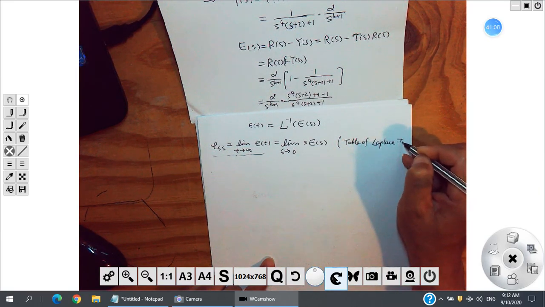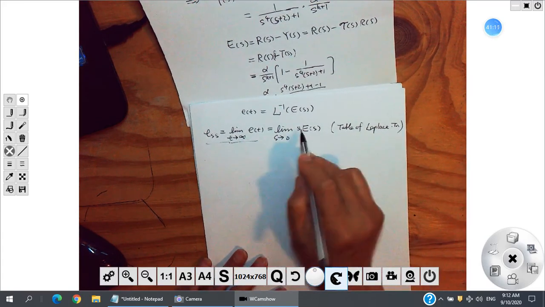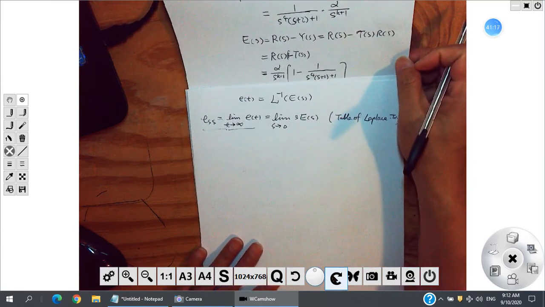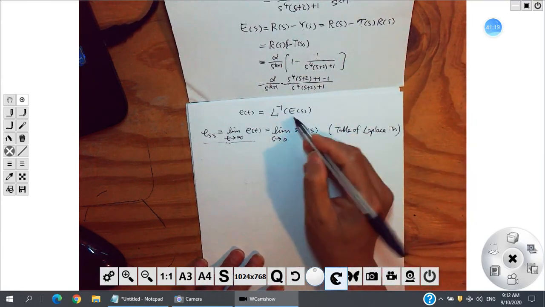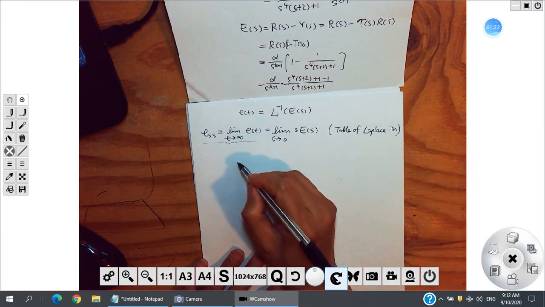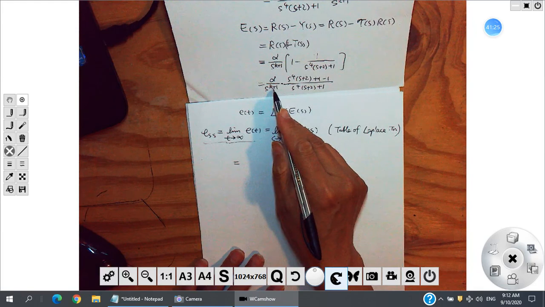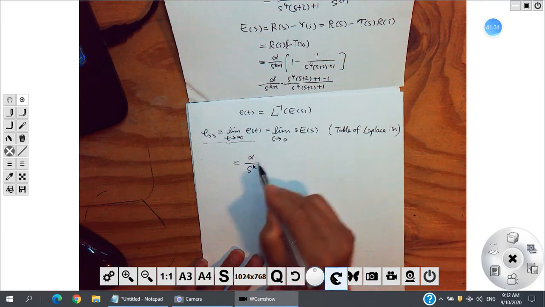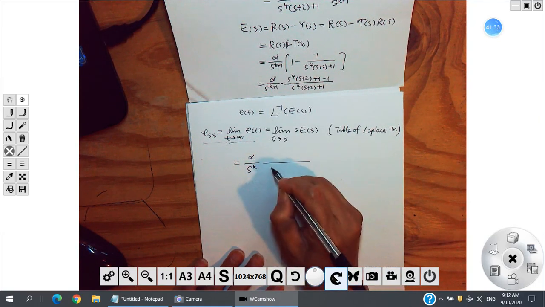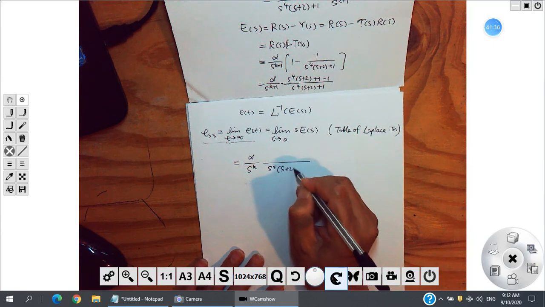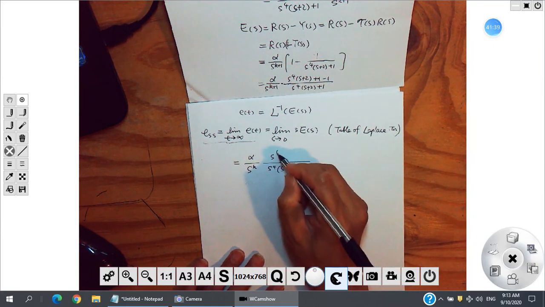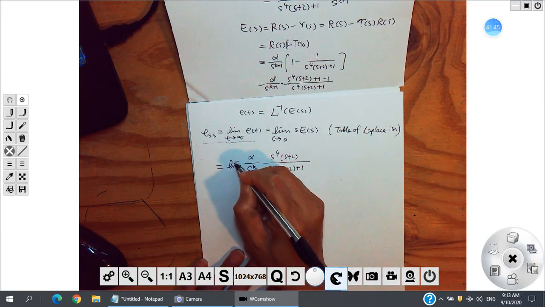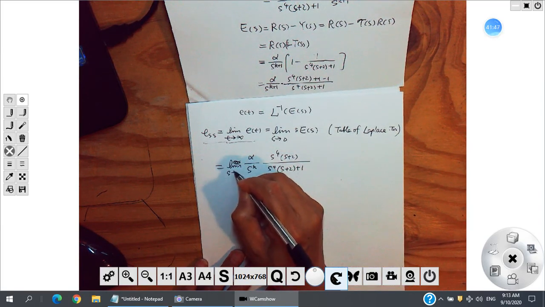Laplace transform. You can find this final value formula. Now we just plug in the E of S. This is equal to S times it, so I can cancel one S. It's R over S to the K, and that S cancels with this one, and times S to the fourth times S plus 2 plus 1, and here's S to the fourth, S plus 2. And the limit, I forgot the limit: S tends to 0.